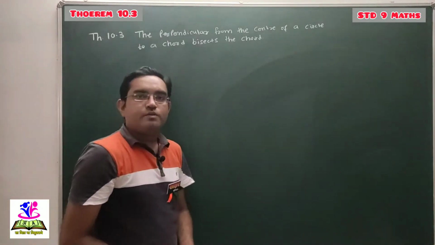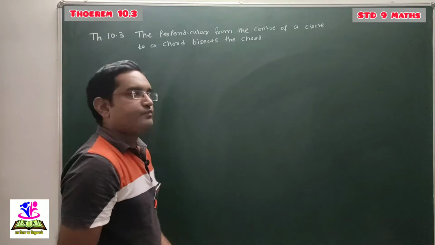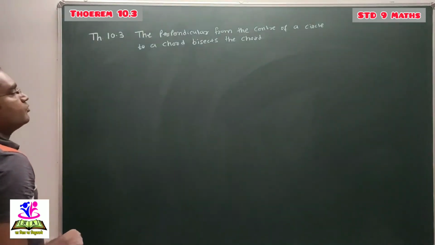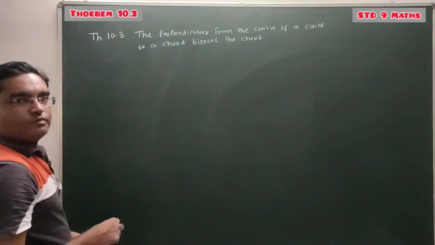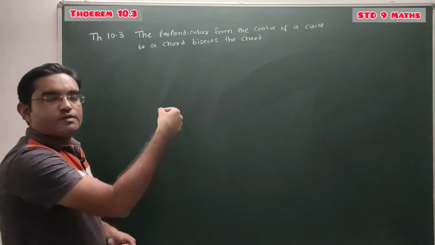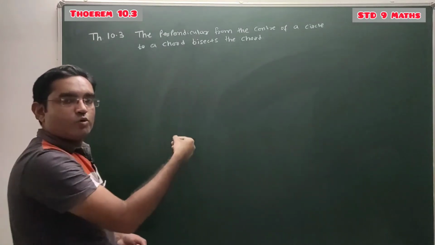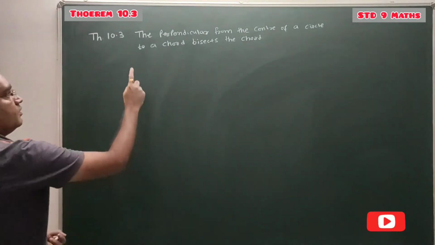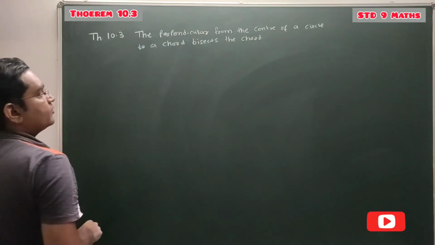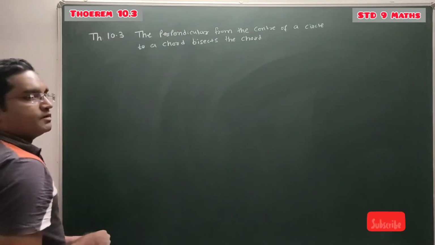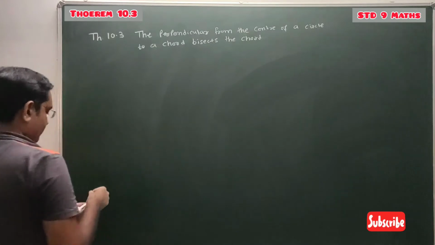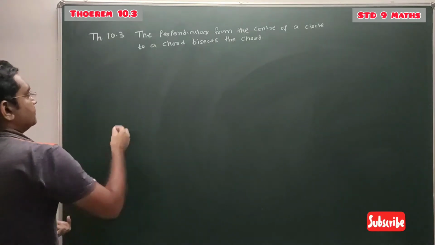Okay students, now theorem number 10.3. Here we have to prove that a perpendicular drawn from the center of a circle to a chord bisects the chord. So first we'll try to draw the diagram.